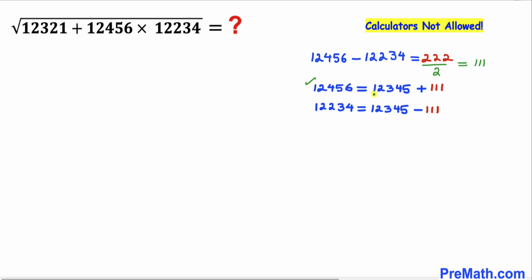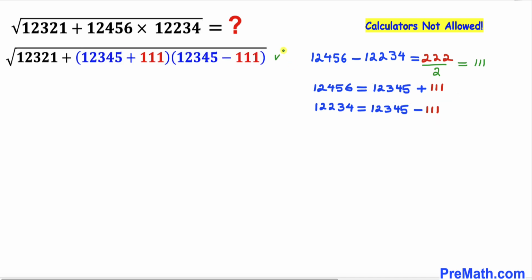Therefore, 12,456 could be written as 12,345 plus 111, and likewise 12,234 could be written as 12,345 minus 111. Therefore, I am going to replace this first number by this one, and this second number by this one, as you can see in this next step.